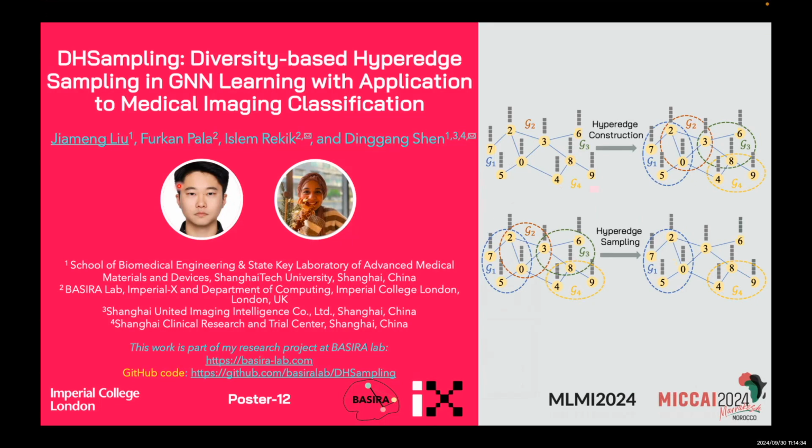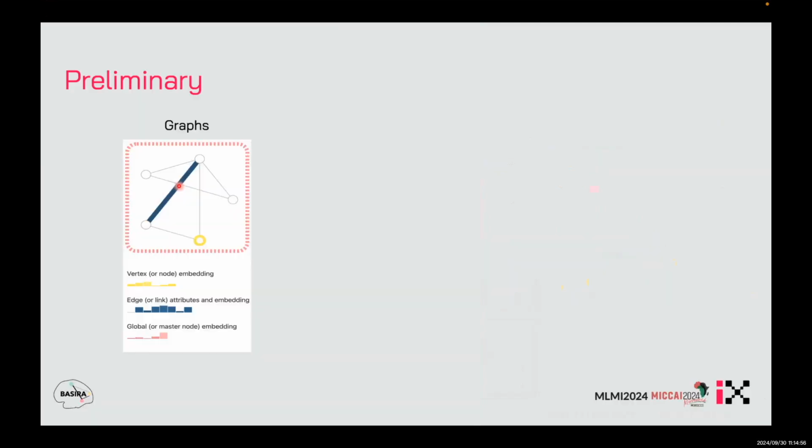Today I'm going to introduce our work about DHSampling, diversity-based Hyperedge sampling in graph learning with application to medical image classification. This work is part of my research project at Baxter Lab under the supervision of Professor Islem. To begin with, I will introduce some preliminaries. First, for the graphs, it may include the nodes, or we call it the vertex, with their self-embeddings. And also there are edges to link different nodes to construct an entire graph.